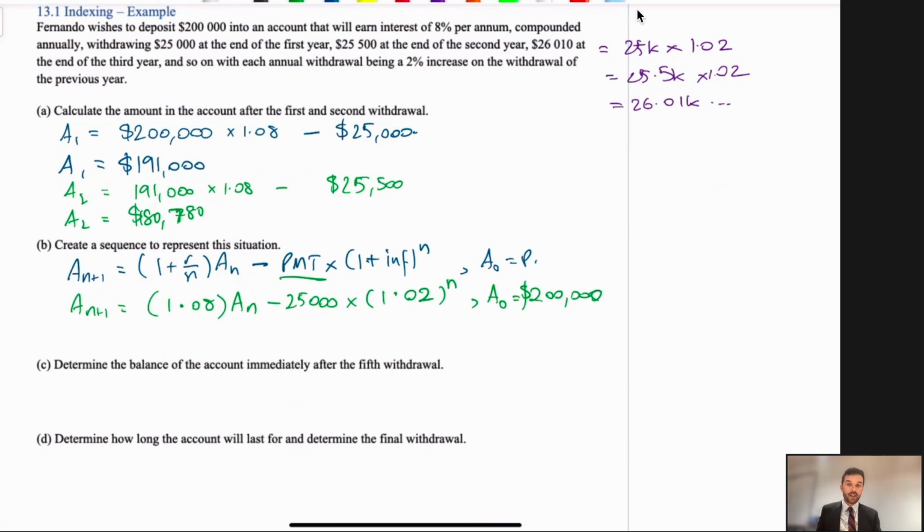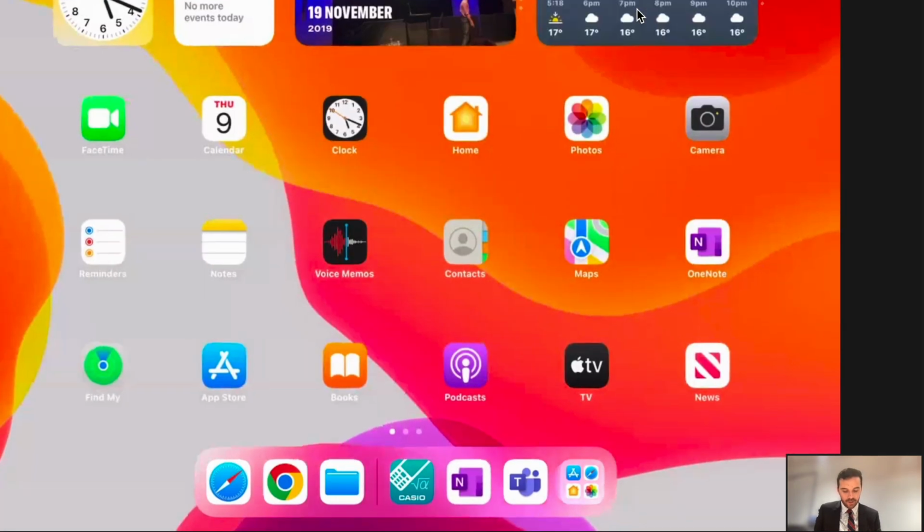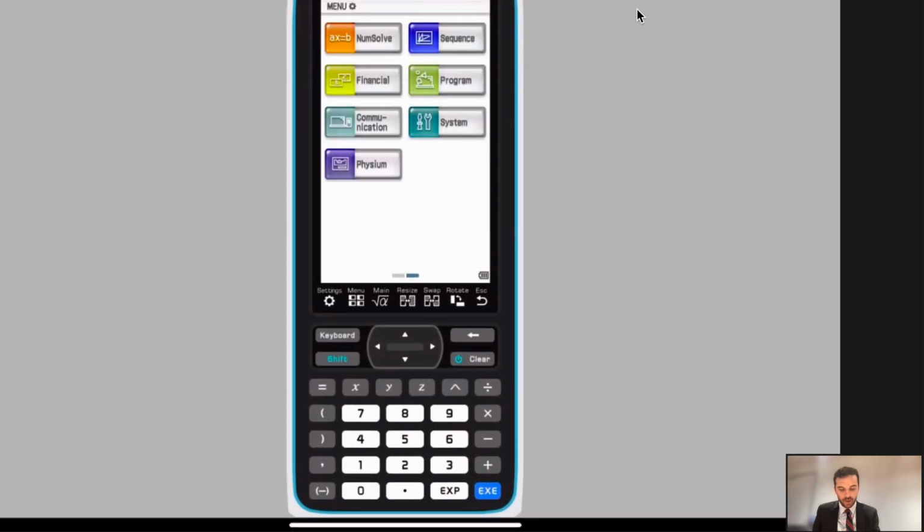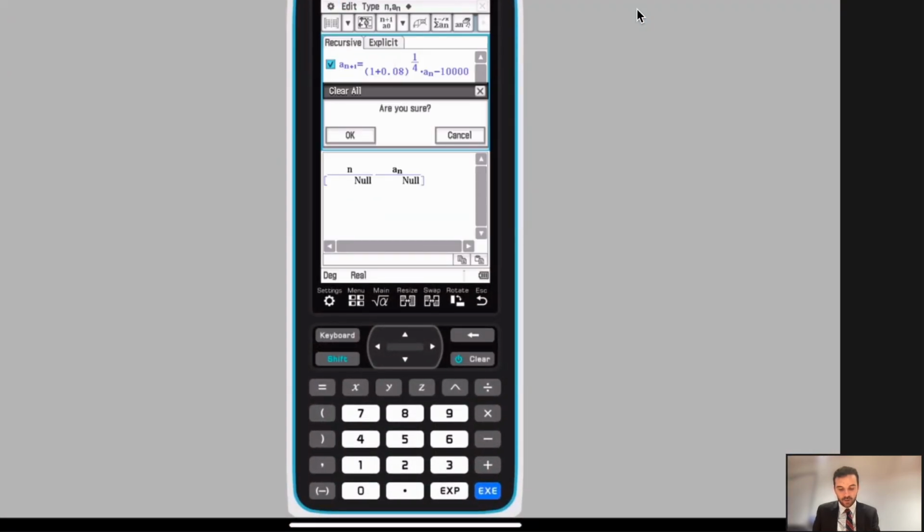We can go into a finance app now and we can now model this. The question says, determine the balance of the account immediately after the 5th withdrawal. So let's go into here, menu, sequence, clear all, and let's put this rule in.